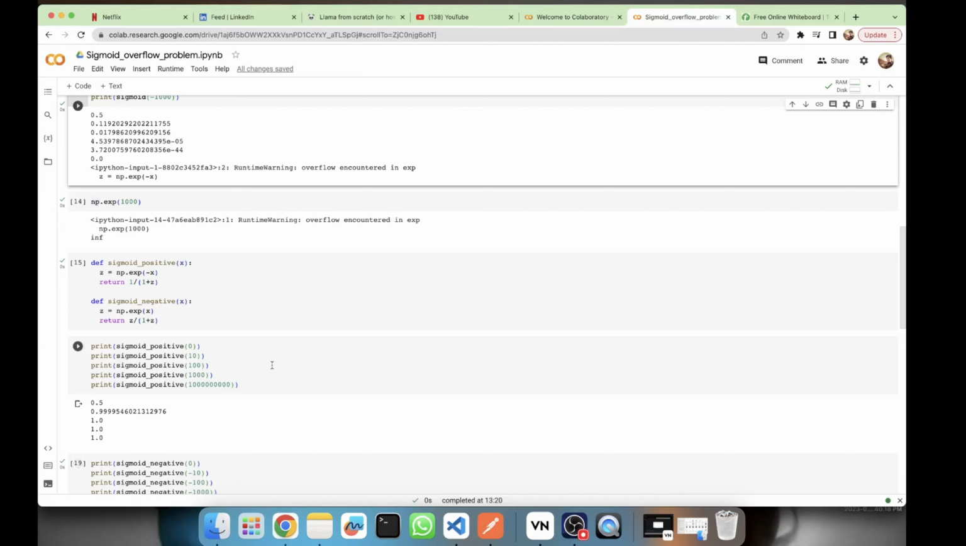So this was my attempt to explain what exactly the sigmoid overflow problem is, and how it's solved.